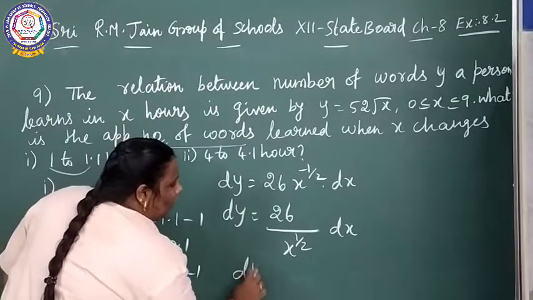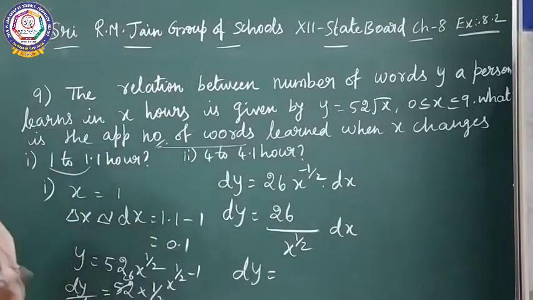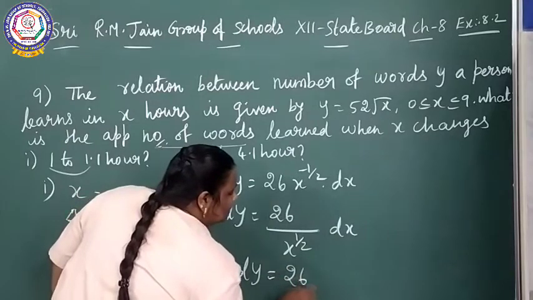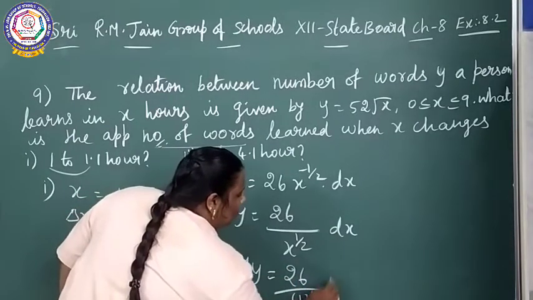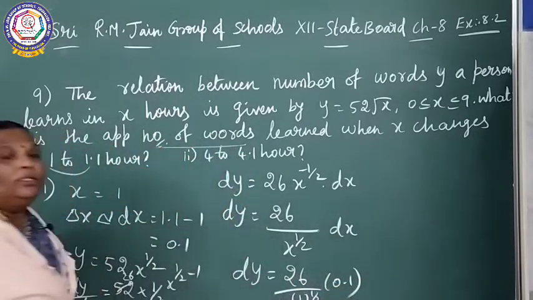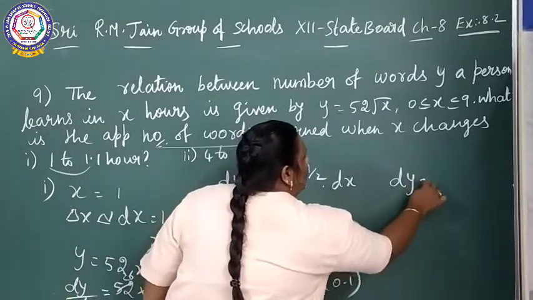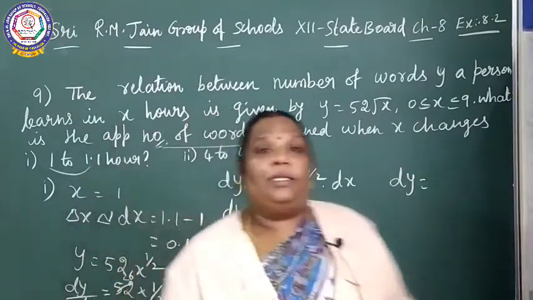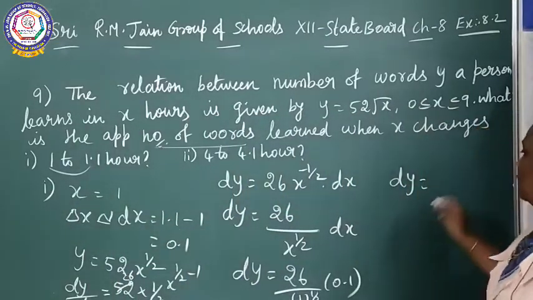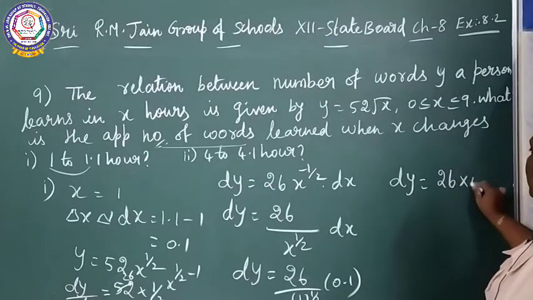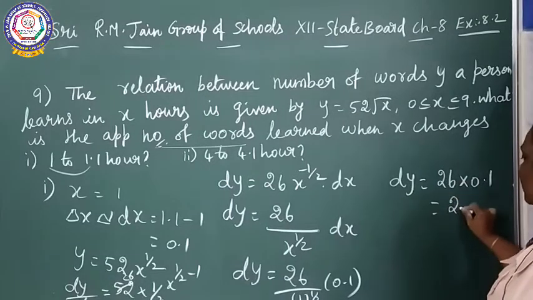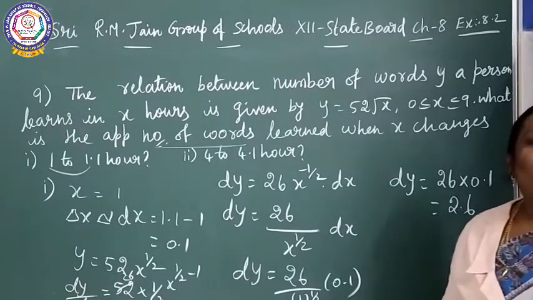Substitute everything here: x value is 1 and delta x value is 0.1. So dy equals 26 by 1 to the power 1 by 2 into 0.1. dy equals 26 by 1, which is 26, into 0.1. It gives 2.6, that is approximately 3 words.